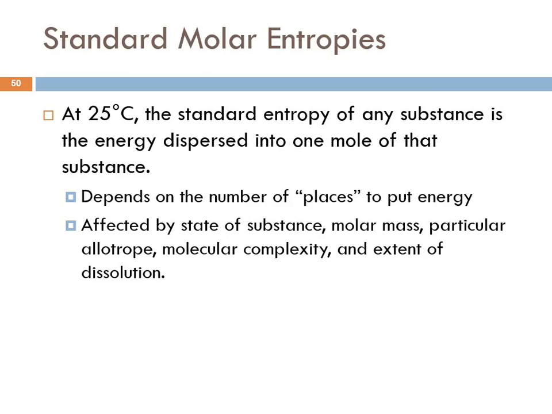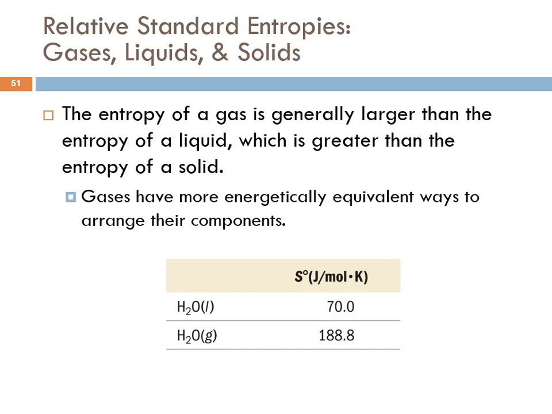So at 25 degrees Celsius, the standard entropy of a substance is the energy that's dispersed into 1 mole of that substance. And remember, entropy depends on the number of places to put the energy. So several factors affect the molar entropy of a substance. It's affected by the state. Gases, liquids, solids have different amounts of entropy. It's affected by the molar mass, the particular allotrope, the molecular complexity, and the extent of dissolution if you've got something dissolved in a solvent. So we'll talk about these very briefly, one at a time.